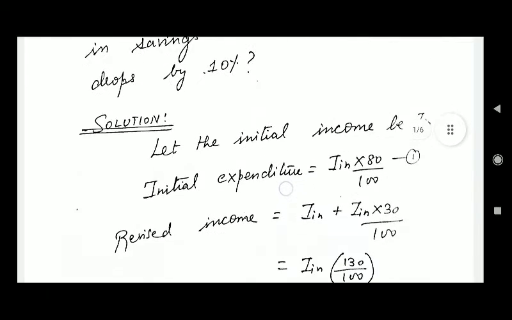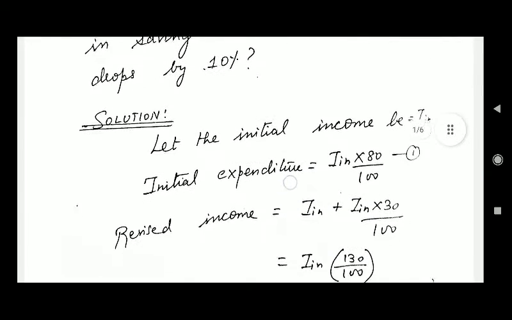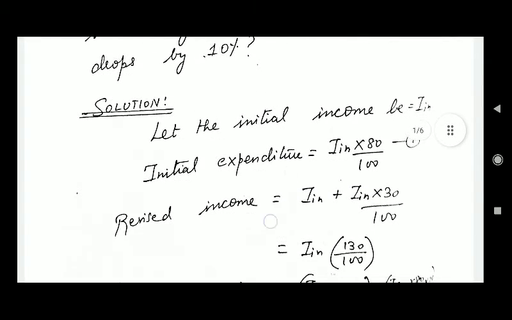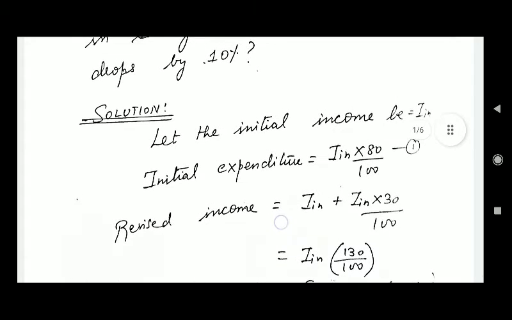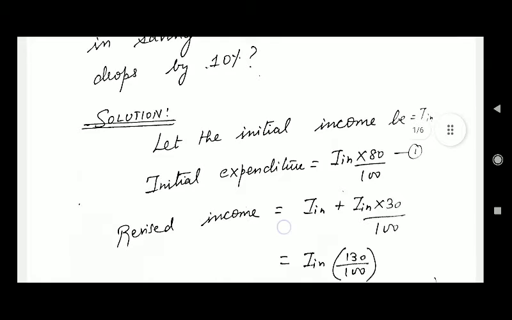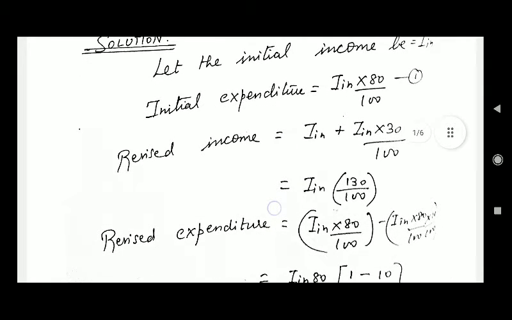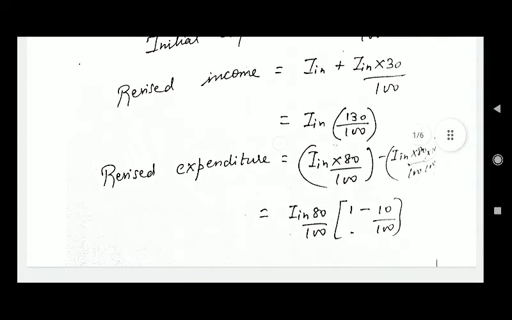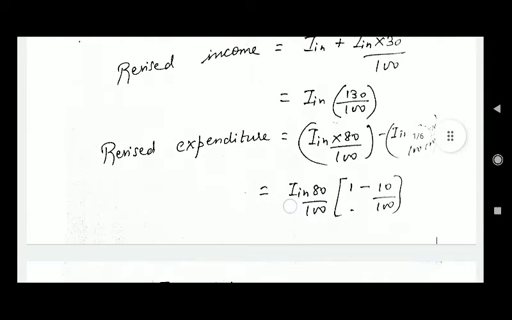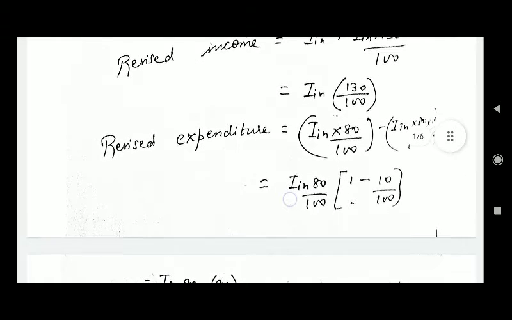Let us keep the initial income to be I n. Since the expenditure is expressed as 80% of the initial income, the initial expenditure will be I n times 80 by 100. Now, as the income is increased by 30%, the revised income will be I n plus 30 by 100 times I n. Now, the revised expenditure: it has been given that it is being reduced by 10%.